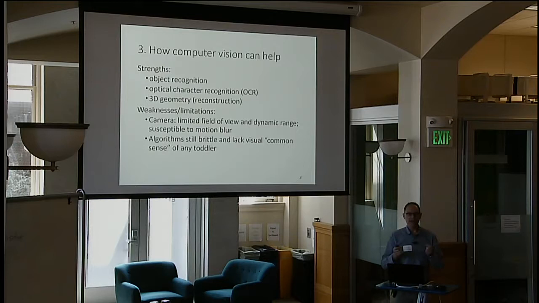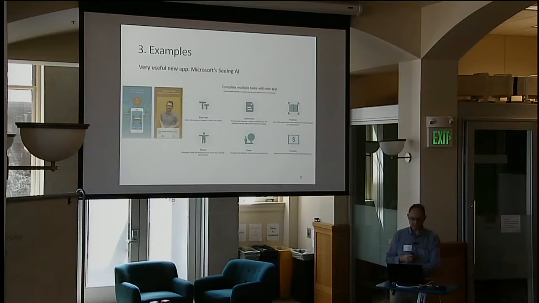One of the big categories of weaknesses has to do with the camera that you have. Typically, if I'm thinking about an application for someone who has a vision impairment, the camera of choice is the smartphone camera, which is pretty good, but there are issues like the limited field of view, the dynamic range can be a problem, and susceptibility to motion blur can pose really big challenges. And of course, as anyone who has worked in computer vision knows, algorithms are getting better and better, but they still tend to be brittle. Sometimes they make outrageous mistakes, and they still don't have the common sense that a toddler has. So they're limited in their generality and depth of what they can perceive and understand.